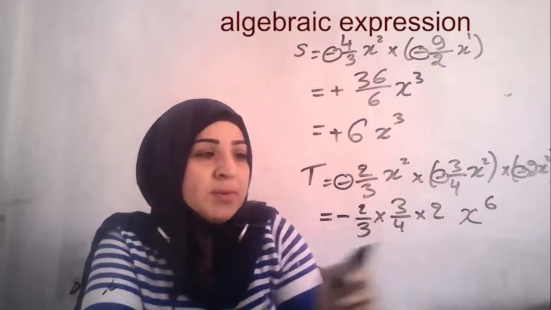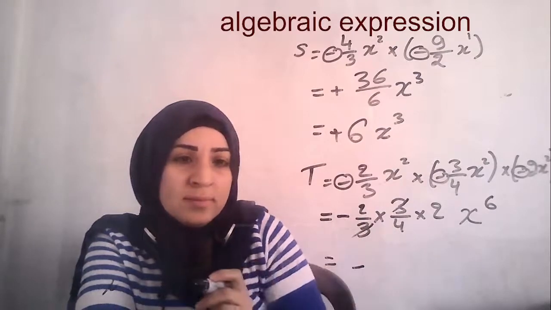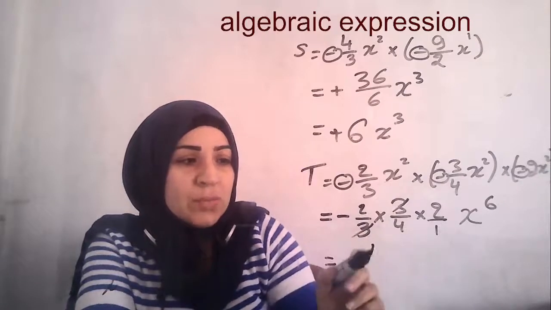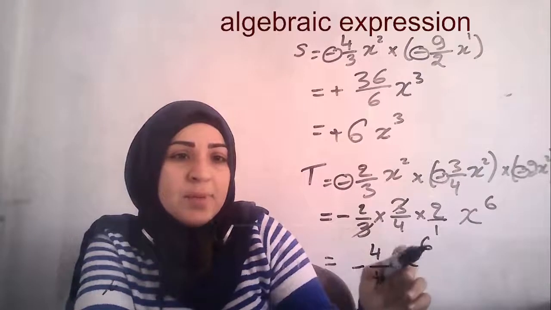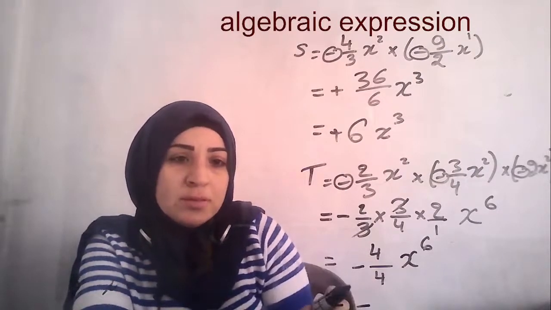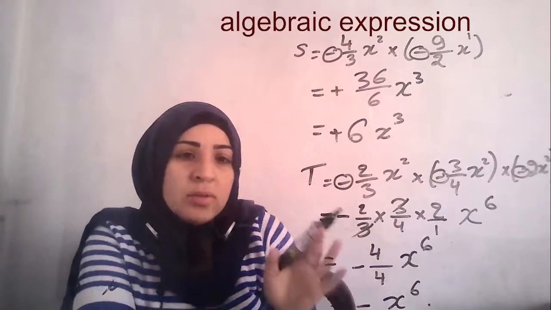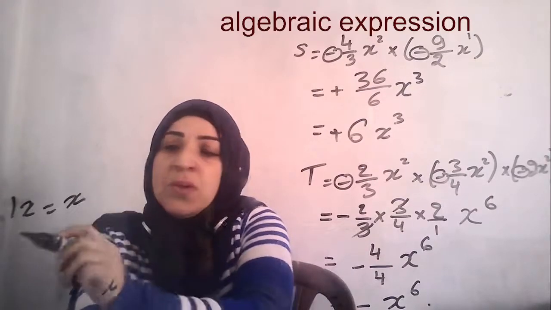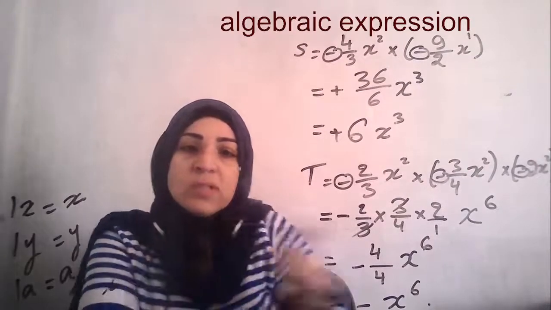Okay, now we have minus 3 divided by 3. We can simplify them. Here 2 is 2 over 1. 2 times 2 is 4, and the denominator is 4. We have here minus 4 over 4 is 1, x power 6. Here we can write the 1, or simply we cannot. Why? 1 times x is x, 1 times y is y, 1 times a is a, and so on.